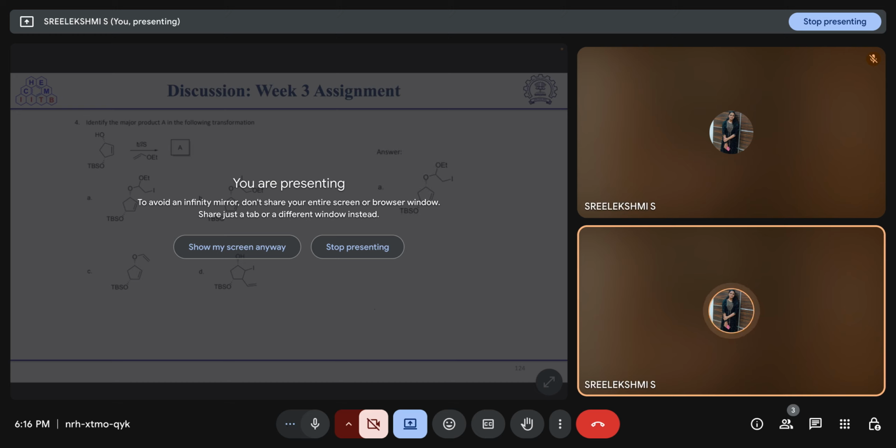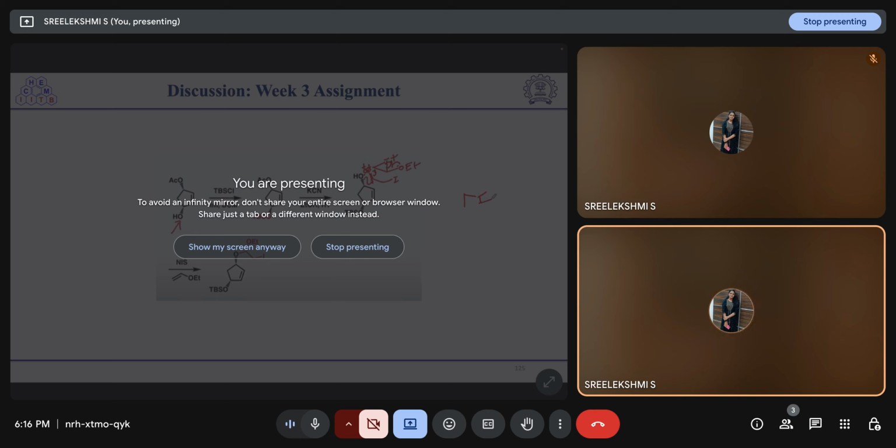So here the correct answer is this one, option A. And here what is happening? First this NIS will form an iodonium ion over this vinyl ether, and this oxygen lone pair will fall and attack over this compound, and this double bond will come over here to form this compound. So this iodonium ion, like I will draw it here.